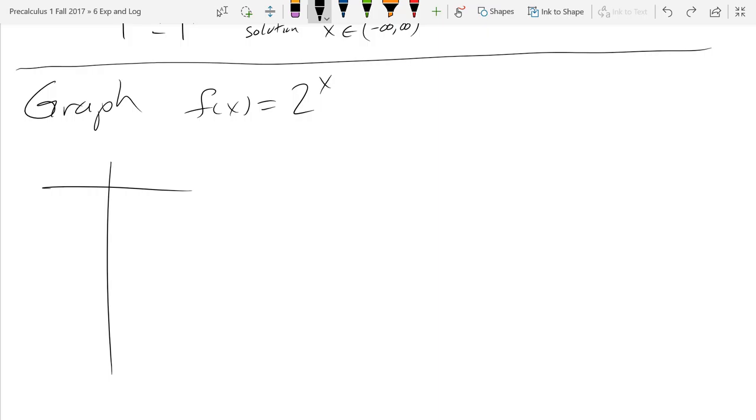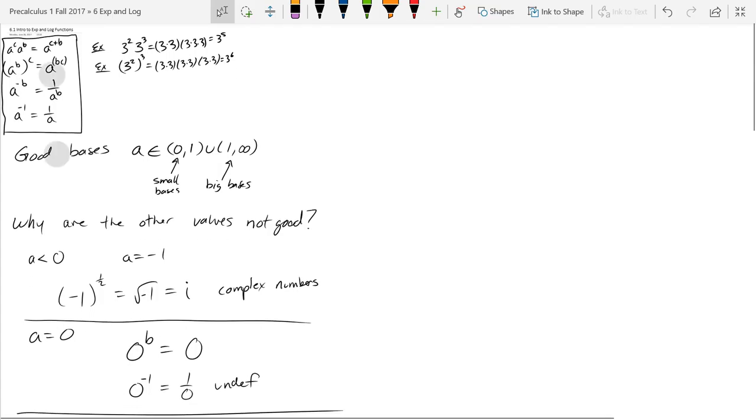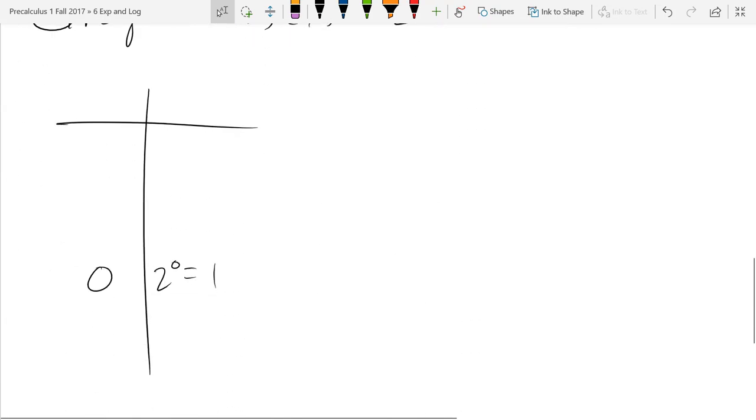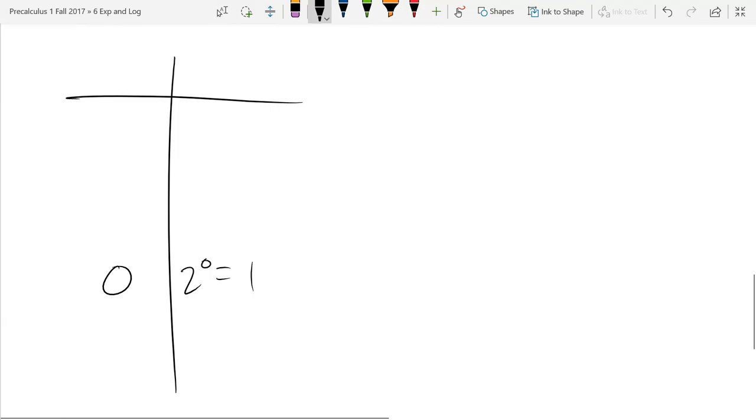Now we think about domain. Is there any x value such that you couldn't take 2 to that power? So think about the positive numbers. Even decimals and fractions, you can still get all positive powers. 0 is fine, 2 to the 0 is 1. Negative numbers, we just said they're reciprocals, so they're going to be okay too. So we can use all positives, 0, and negatives. So there are no bad values in the domain.